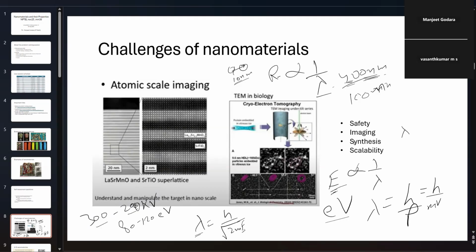The next challenge is just like this: how do you go down to nanometer scale? And finally, even if you are able to produce a small amount of nanoparticles in your lab, it's very difficult to scale them up to industry size, like producing large bulk quantities.